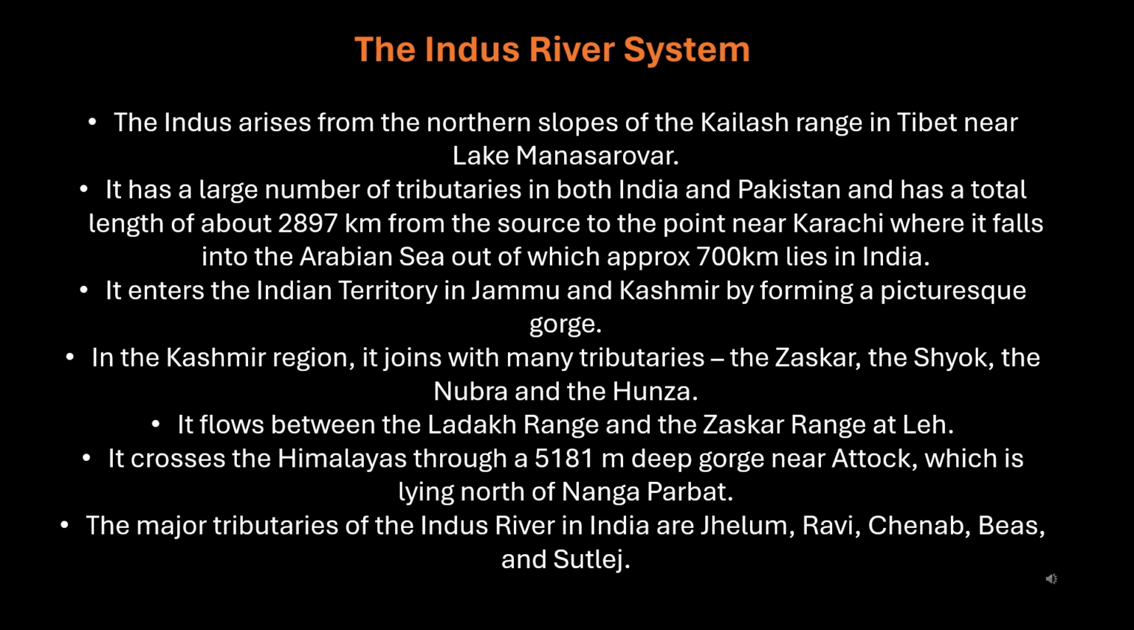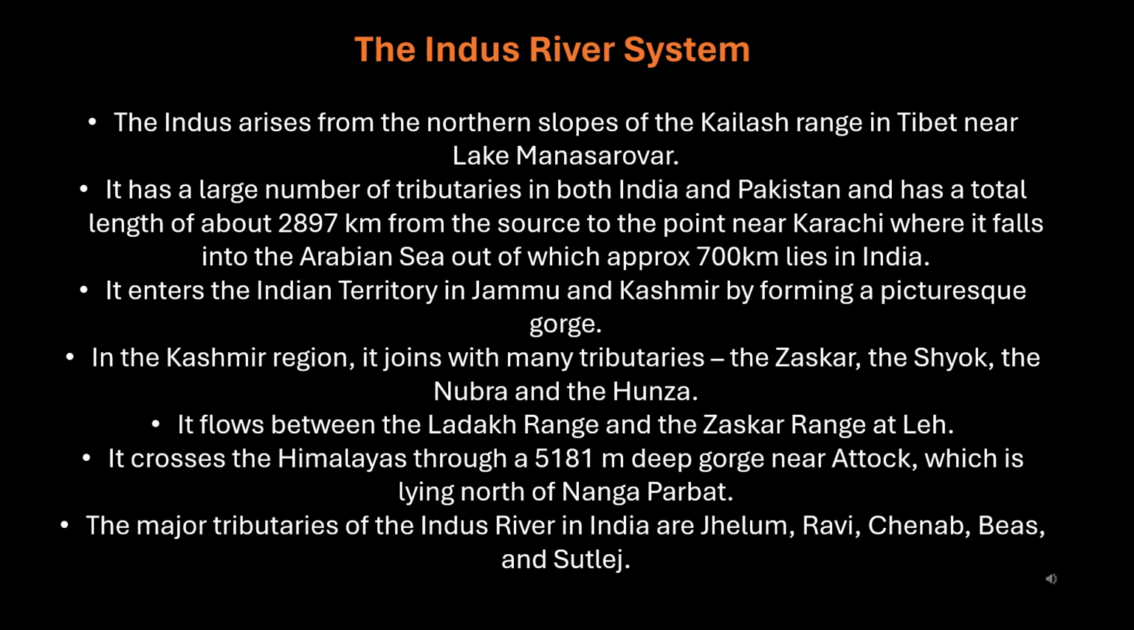The Indus River system. The Indus arises from the northern slopes of the Kailash range in Tibet near Lake Manasarovar. It has a large number of tributaries in both India and Pakistan and has a total length of about 2,897 kilometers from the source to the point near Karachi where it falls into the Arabian Sea, out of which approximately 700 kilometers lies in India.